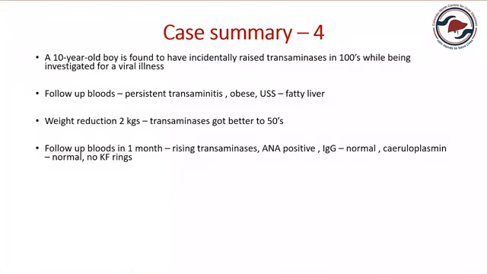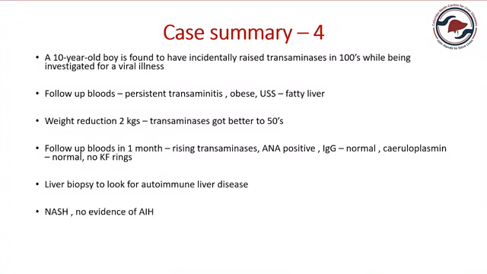Follow-up bloods in 1 month. Again a rise in transaminases. ANA positive. IgG normal, ceruloplasmin normal, and no Kayser-Fleischer rings on ophthalmological review. What should we do next? Yes, the liver biopsy was planned and performed because we have to look for the possibility of autoimmune liver disease, though it may not be, because we can't miss autoimmune hepatitis. So the liver biopsy was performed.